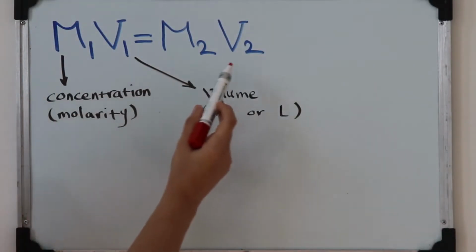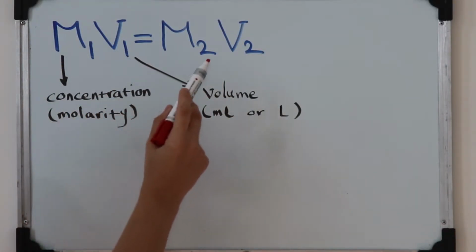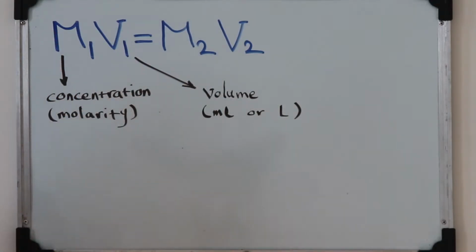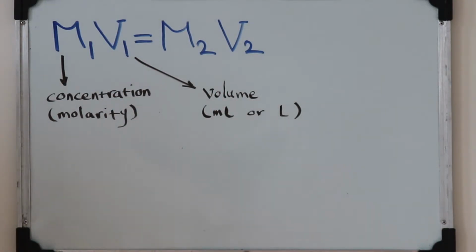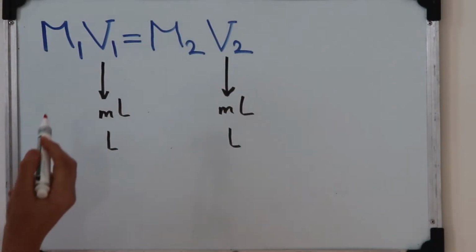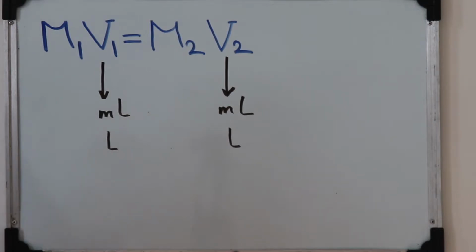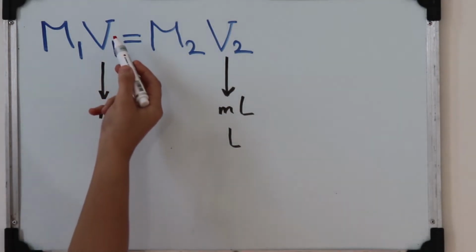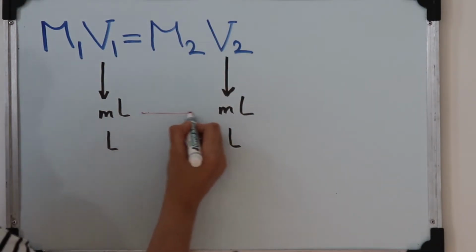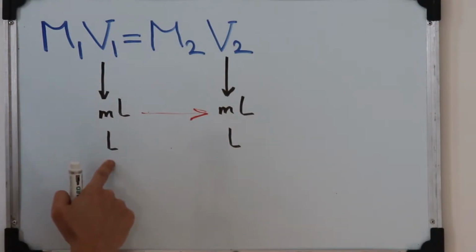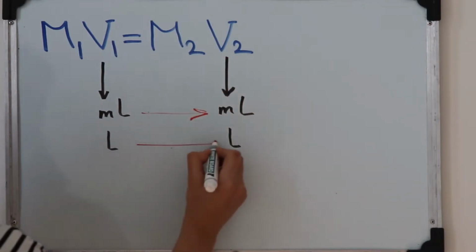Today we are going to discuss dilution problems and how to solve them. The equation that you need is this one: M1V1 is equal to M2V2. M stands for concentration in molarity and V stands for volume in milliliter or liter. Here the important thing is that units have to match. For example, if V1 is in milliliter, V2 has to be in milliliter. Or if V1 is in liter, V2 has to be in liter.